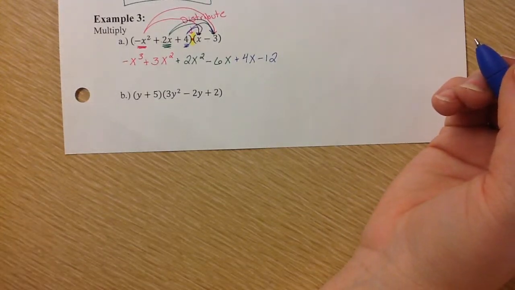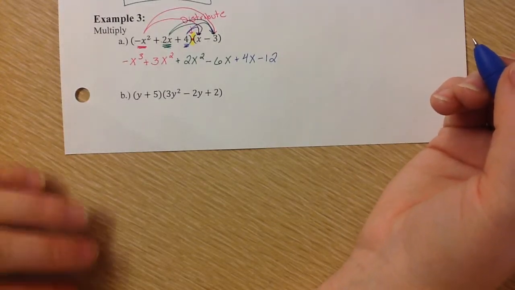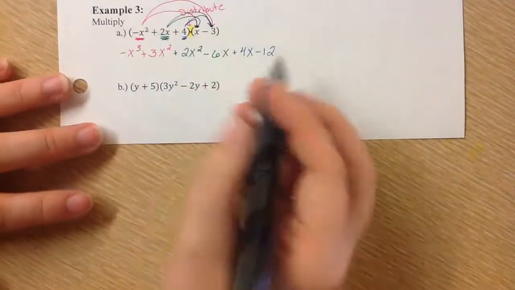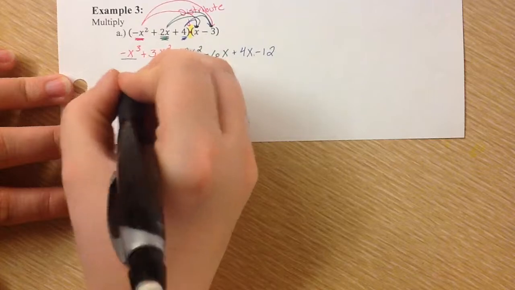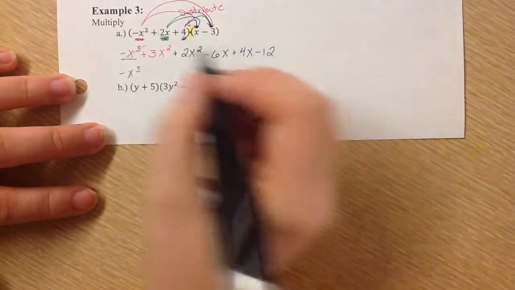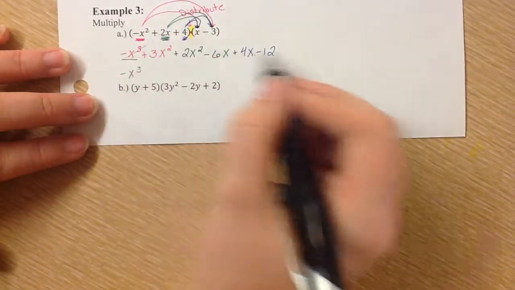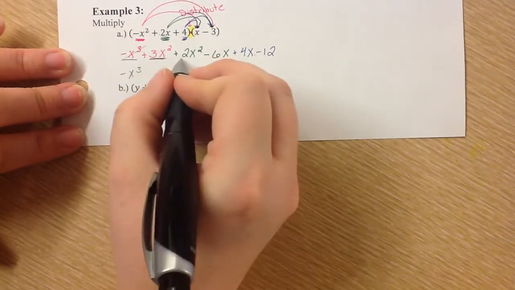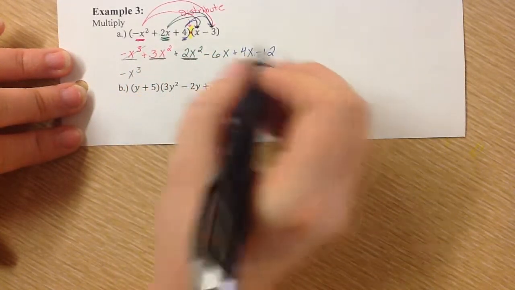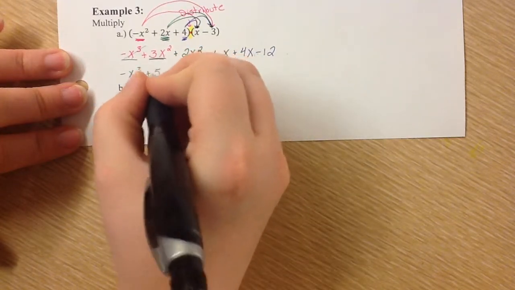I need to put together like terms. Okay, so now my like terms, here's an x to the third. I don't have any other x to the third, so it's negative x to the third. Took care of that guy. Okay, do you see how I kind of mark up my work as I work along? Okay, so here I have a 3x to the second. Here's a 2x to the second. Don't see any others, so 3 plus 2 gives 5x to the second.